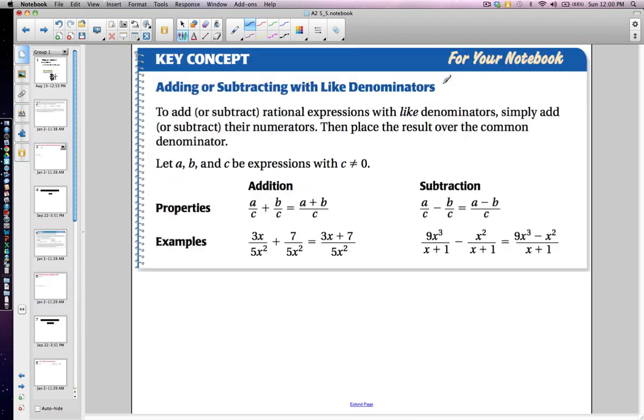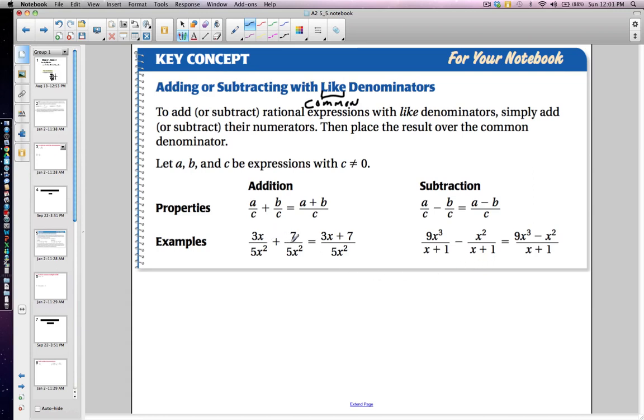Okay, so if we want to add or subtract when we have like denominators, normally we would say common denominators is the phrase that gets used. Like and common are the same basic idea. So once I have common denominators, if I'm adding, I add the numerators, and the denominator doesn't change. And if I subtract, I subtract the numerators, and the denominator doesn't change. So here are a couple of examples of what that would look like.